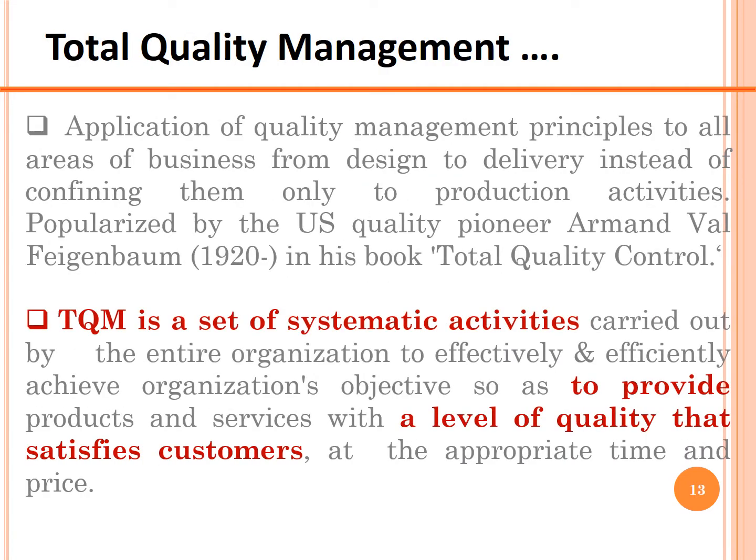Total quality management. Application of quality management principles to all areas of business from design to delivery instead of confining them only to production activities. Popularized by the U.S. quality pioneer Armand Val Feigenbaum, 1920, in his book Total Quality Control. TQM is a set of systematic activities carried out by the entire organization to effectively and efficiently achieve the organization's objectives so as to provide products and services with a level of quality that satisfies customers, at the appropriate time and price.